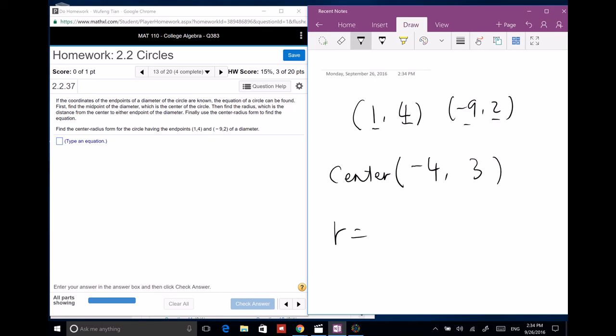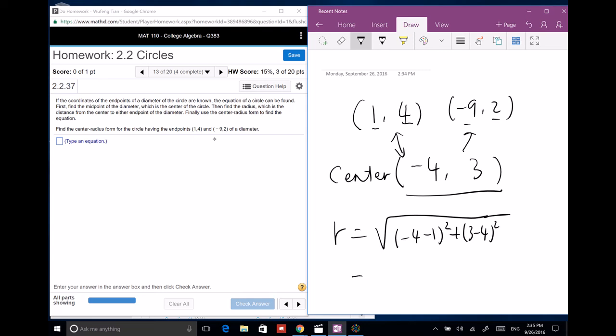Radius: from the center to any point is your radius. So if you use the distance formula between the center and either one of these points, that is fine. So let's do this one. It's (-5 minus 1) squared... (4 minus 1) squared plus (3 minus 4) squared. (x2 minus x1) squared plus (y2 minus y1) squared, that's the distance formula. Okay, so then it equals the square root of 25 plus (-1) squared, which is 1, so it's the square root of 26.